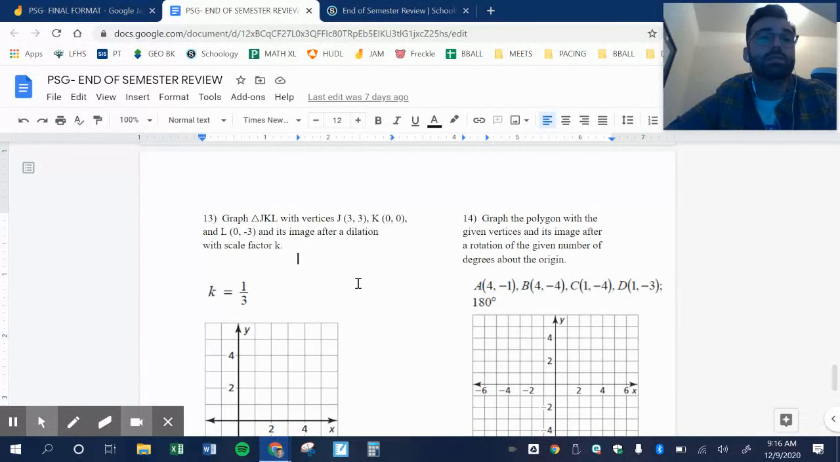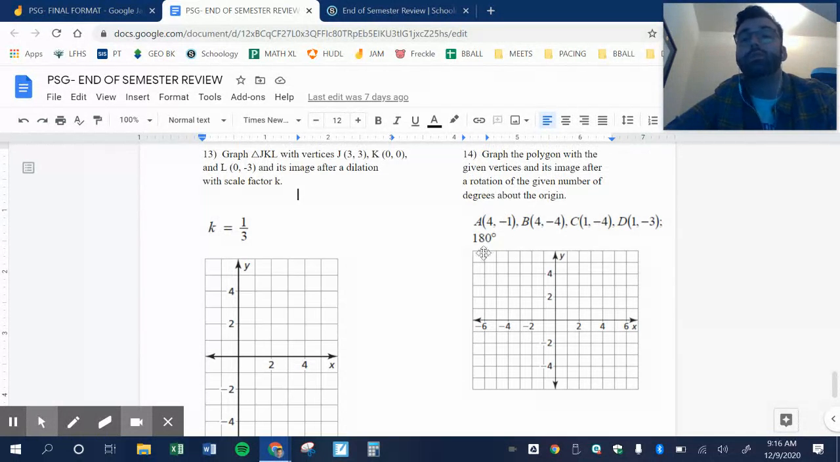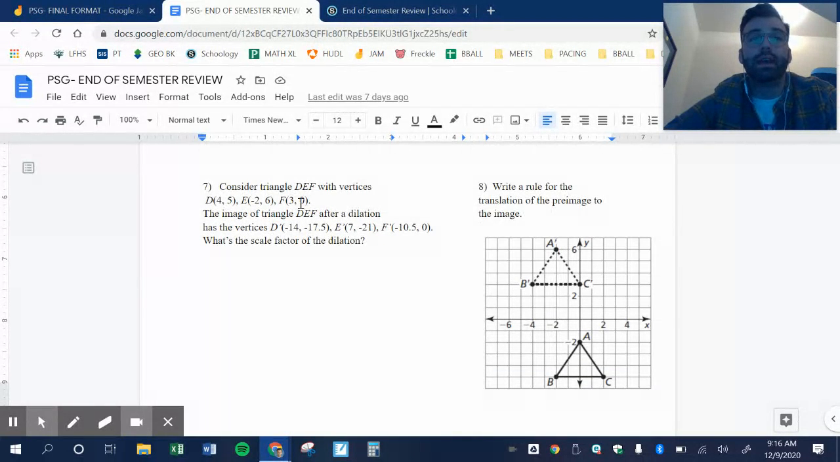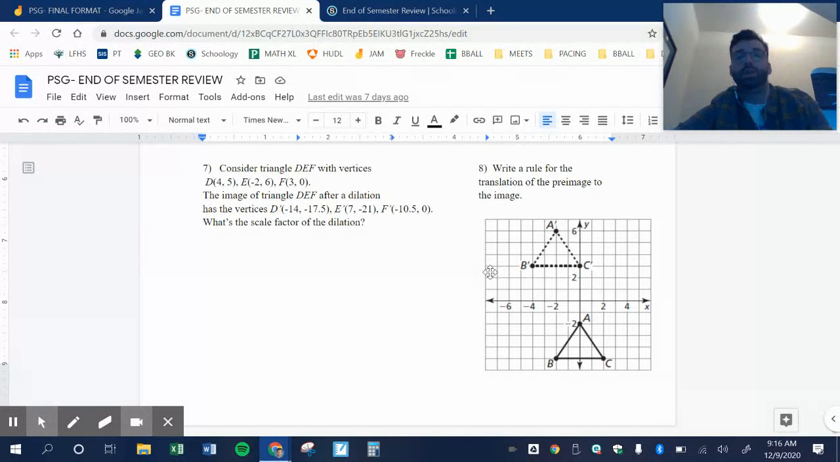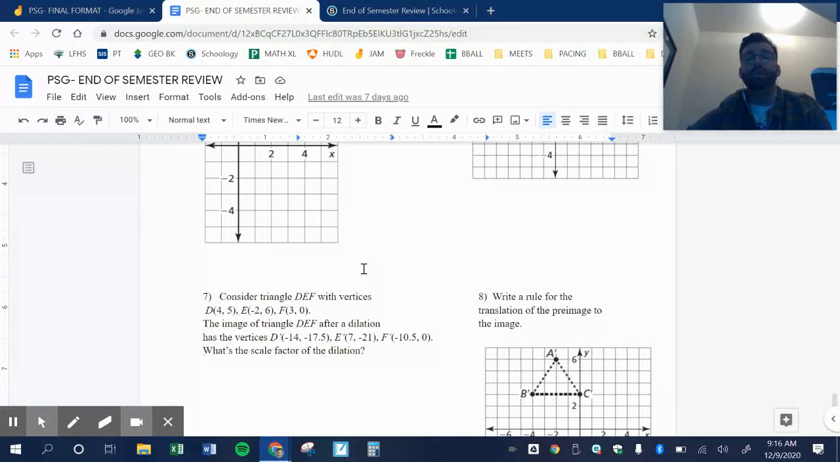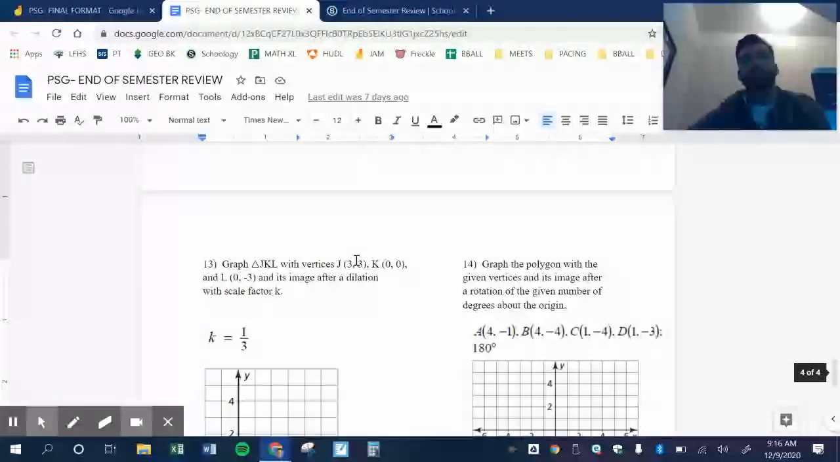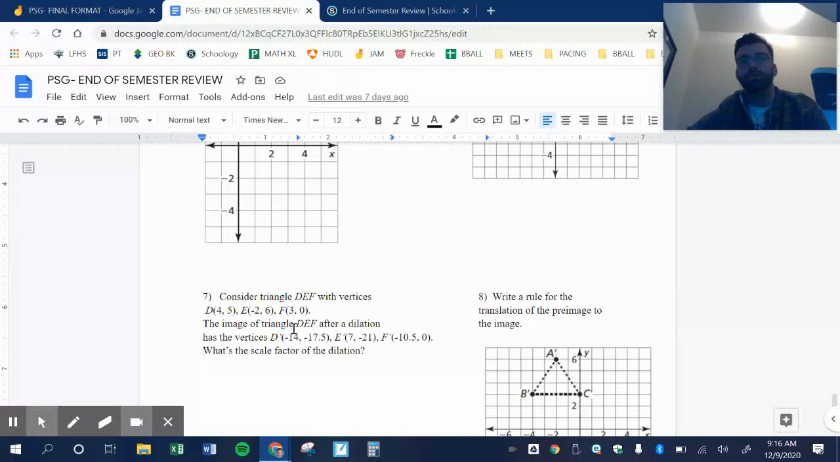Understanding scale factors, how to use scale factors, how to find scale factors, how to rotate different degrees, 180, 90, 270, all fair game there. So finding a scale factor. Writing a rule for a translation, maybe doing multiple translations, also fair game. Maybe rotating something and then translating it, fair game. Those are some things you could see. Maybe a word problem with the scale factor, also fair game. But just remember, scale factor is new image over pre-image.